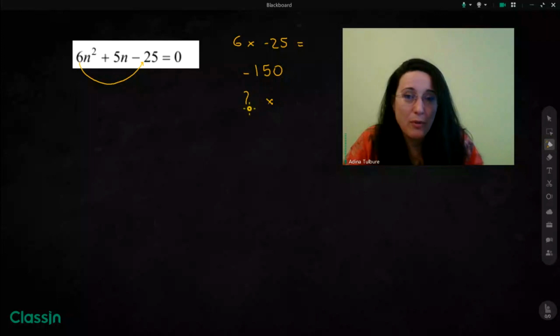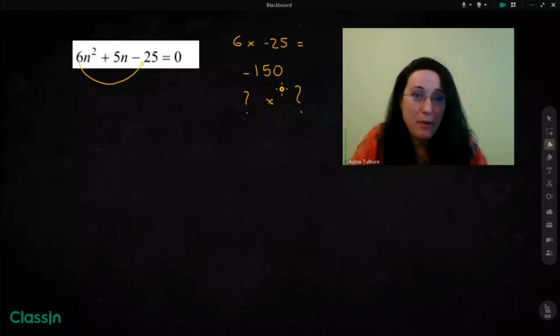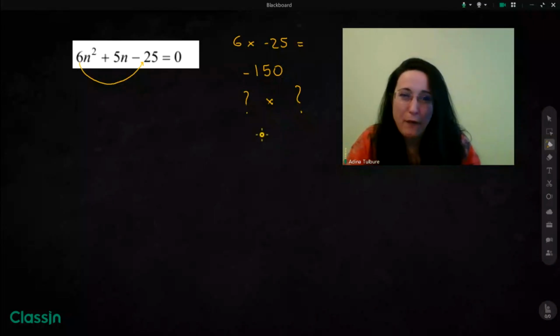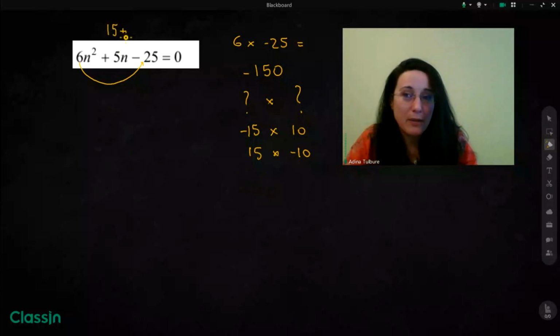So what numbers do you multiply to get negative 150, and you also add to get 5? Two numbers that have this difference between them. Obviously, for me, it's very easy to see now. It's 15 and 10, something around that. But is it negative 15 times 10, or is it 15 times negative 10? That's the question. Well, because 5 is a positive 5 there, it's definitely going to be 15 times minus 10. Because when you add these two, 15 plus negative 10, you will end up with 5. So this is the pair that I'm looking for.